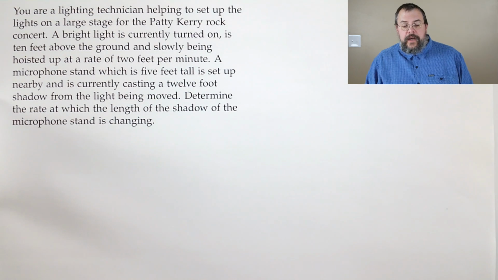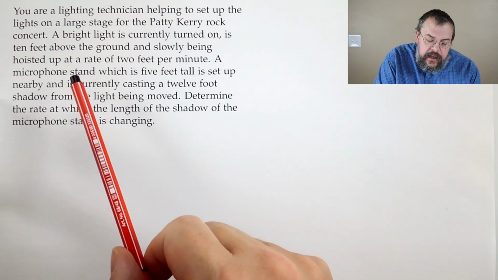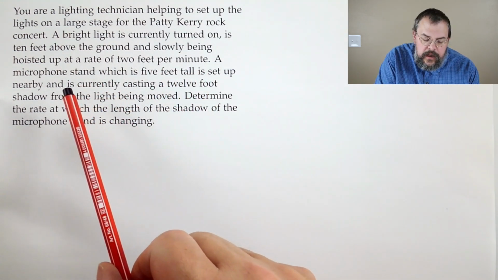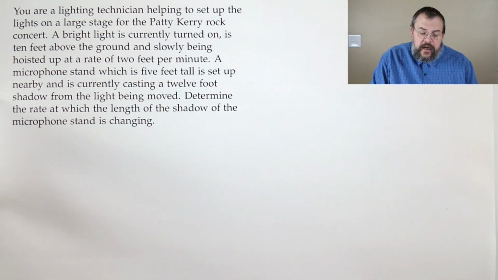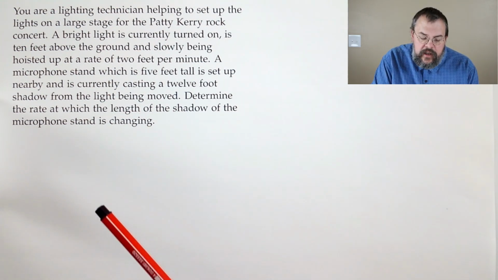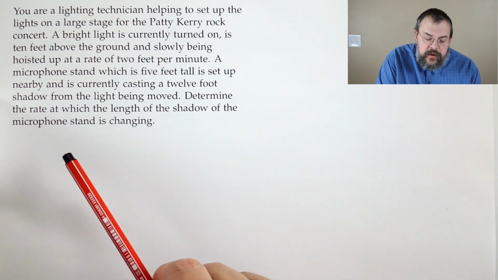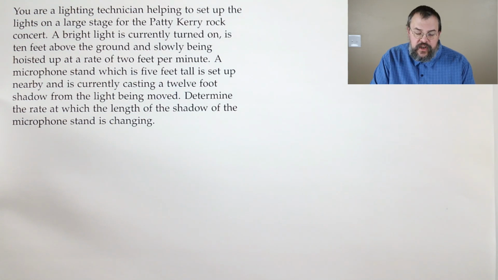So, you are a lighting technician helping to set up the lights on a large stage for the Paddy Carey rock concert. Now, a bright light is currently turned on, is 10 feet above the ground, and slowly being hoisted up at a rate of 2 feet per minute. A microphone stand, which is 5 feet tall, is set up nearby and is currently casting a 12-foot shadow from the light being moved. Determine the rate at which the length of the shadow of the microphone stand is changing.